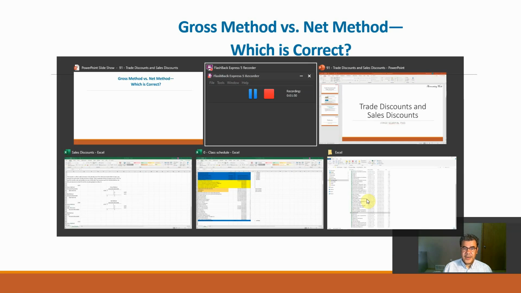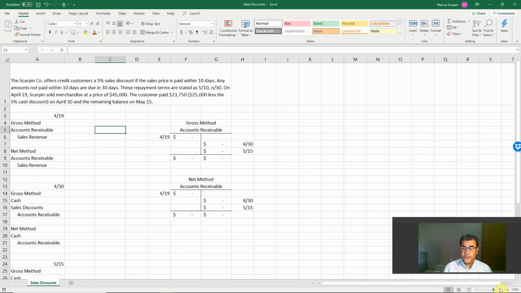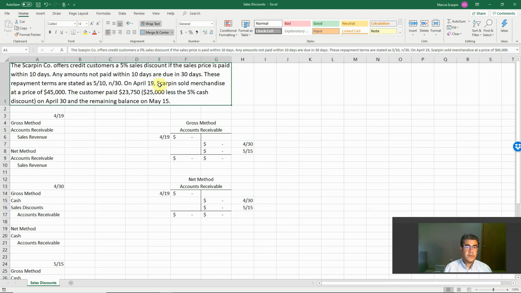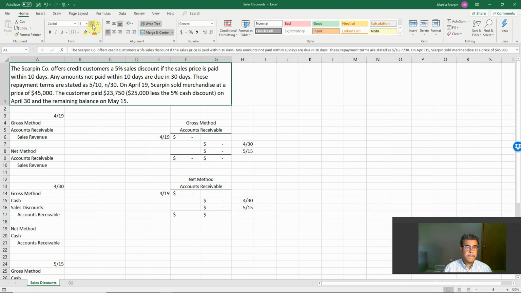To know the difference, let's go to our Excel file. Let me increase this a little bit, better. So, what do we have here? Skype Corporation offers credit customers a 5% sales discount if the sales price is paid within 10 days. Any amounts not paid within 10 days are due in 30 days. So these repayment terms are stated as 5/10, n/30. This is my discount.